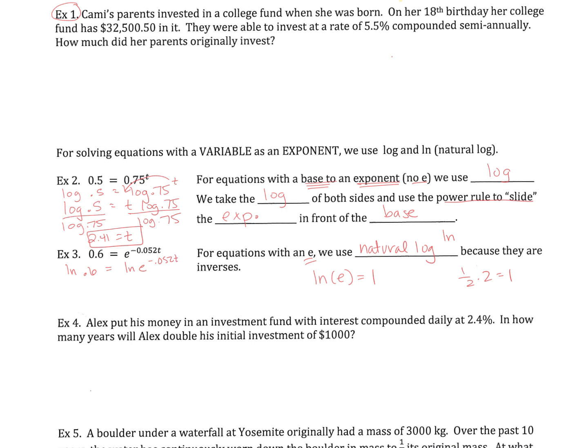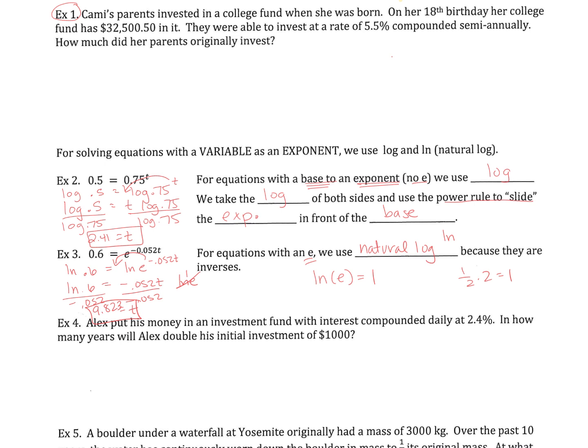So what I do to the left side, I do to the right side. And the power rule allows me to drop that exponent down in front of the natural log. So I really have negative 0.052 t times the natural log of e. But the natural log of e is canceling to 1. So it's nicely going away. And then you and I are going to divide both sides by this coefficient on the t. And when I do that, I get 9.823.